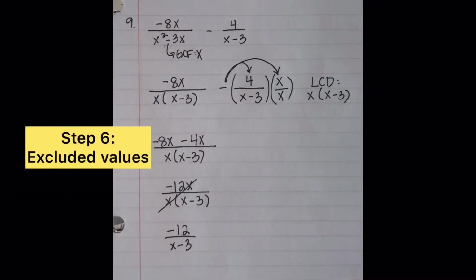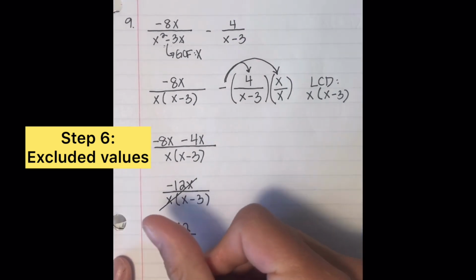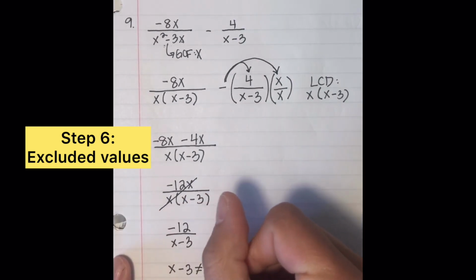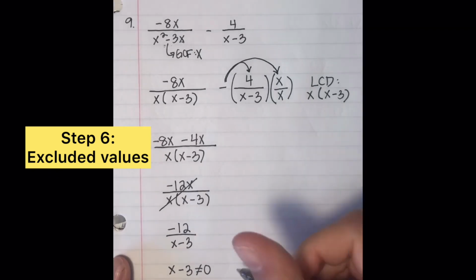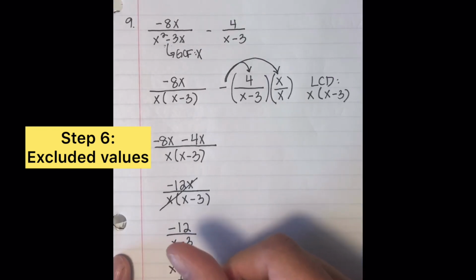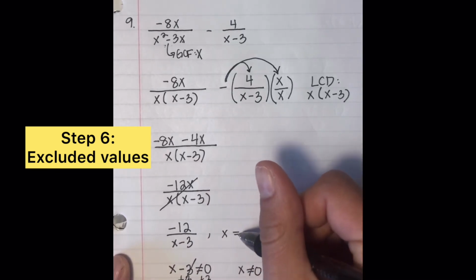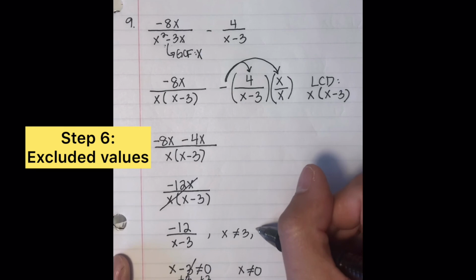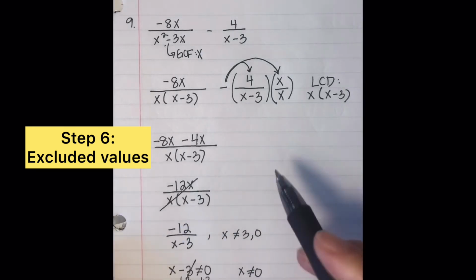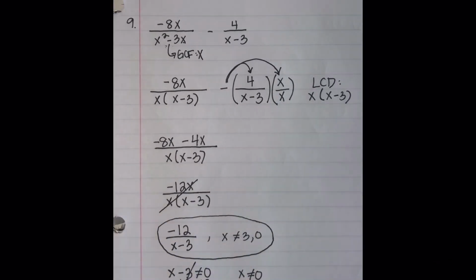We do need to talk about excluded values, and so obviously we have x minus 3 on the bottom. So we've got x minus 3 can't be 0, but also we eliminated an x, so we've also got x can't be 0. This first one, when I solve, I add 3, and I get that x cannot be 3. And then there's no work here, x also cannot be 0. So my answer is negative 12 over x minus 3, as long as x is not 3 and x is not 0.